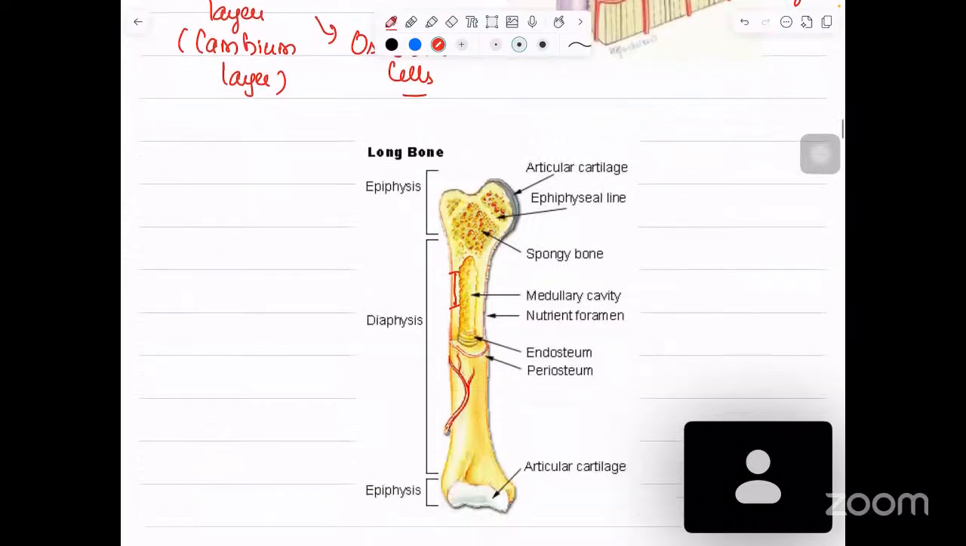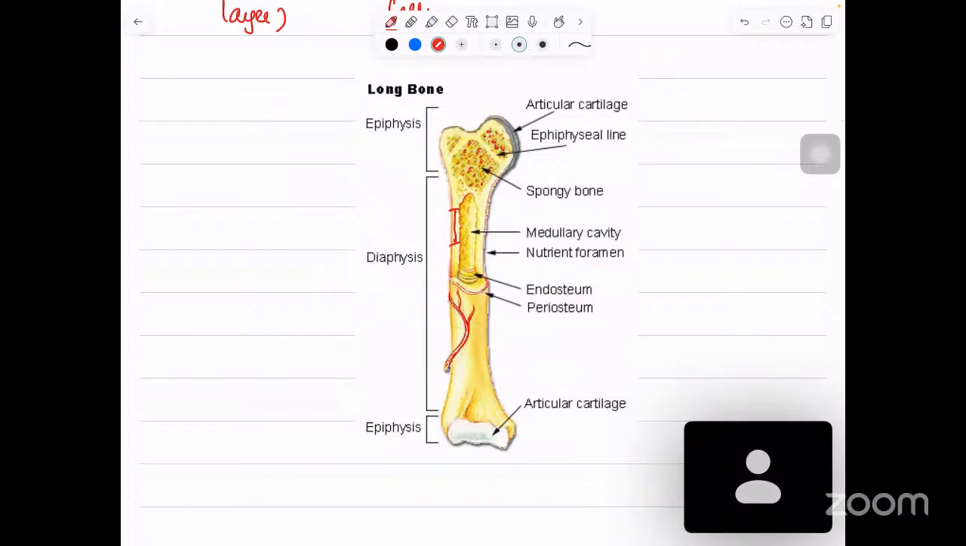How can you divide a bone? This bone as a whole, you can divide it into an epiphysis and a diaphysis, and between the epiphysis and the diaphysis, it is known as the metaphysis.